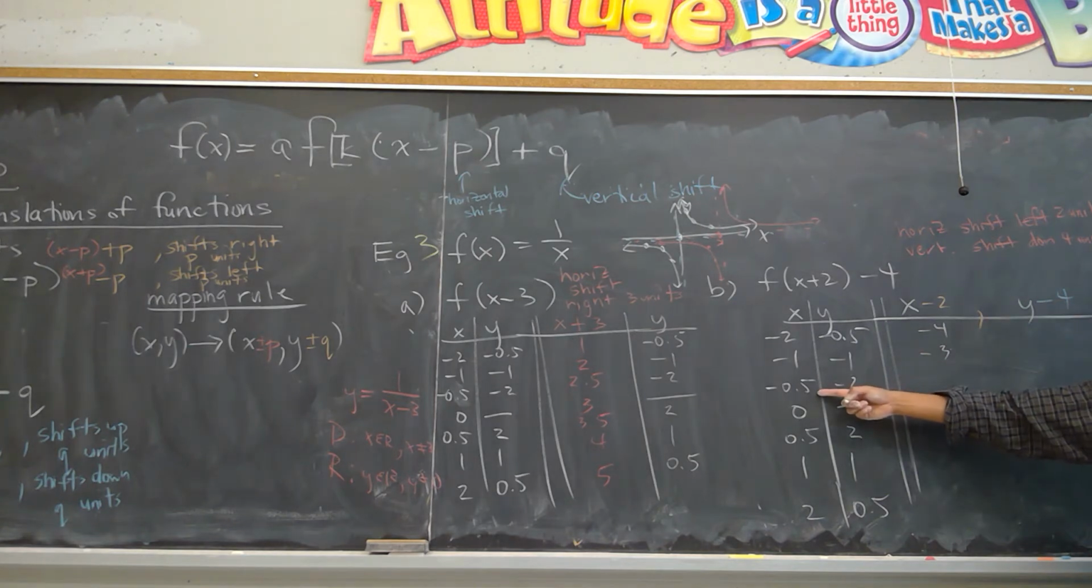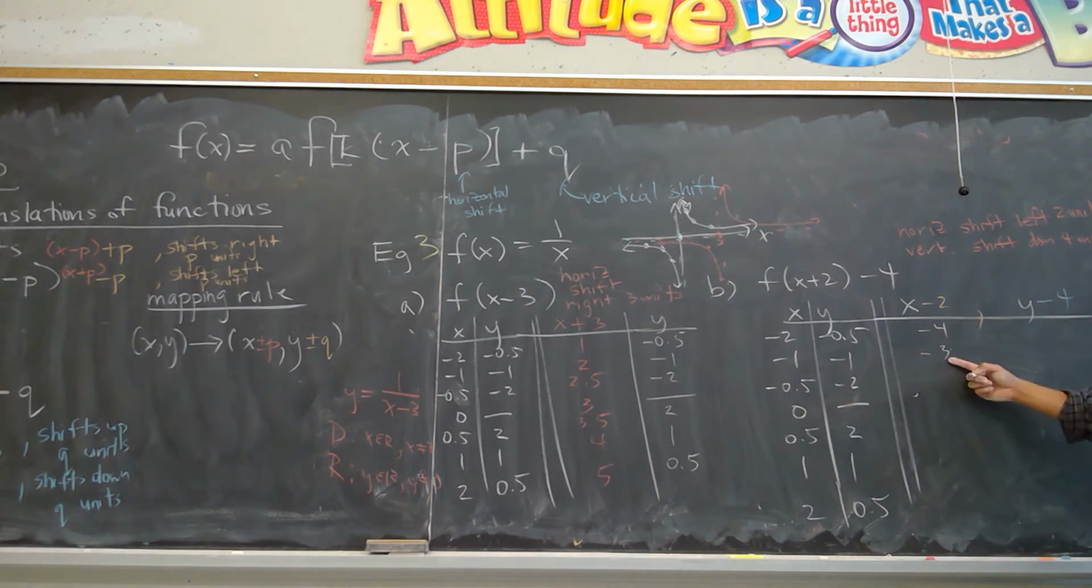But anyways, -0.5 minus 2, what is that? -2.5? Is that right? Yeah. 0 minus 2 is -2, which doesn't really count. 0.5 minus 2 is -1.5. 1 minus 2 is -1. And then 2 minus 2 is 0.